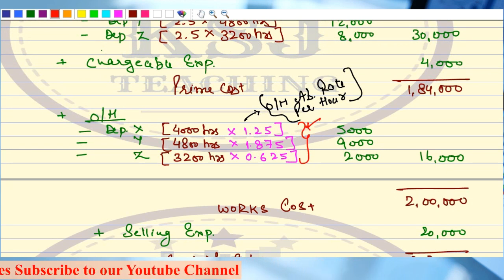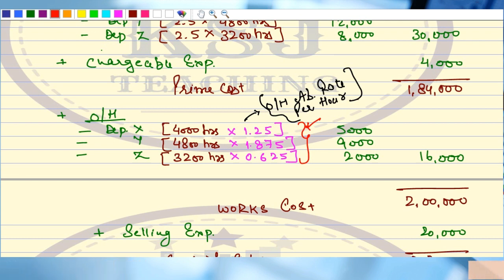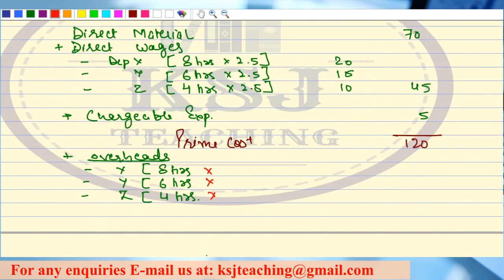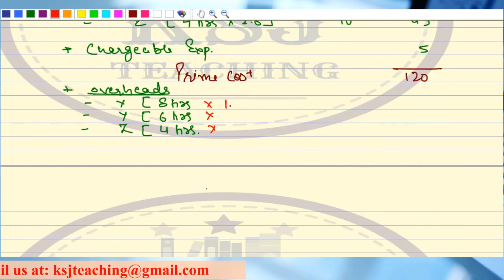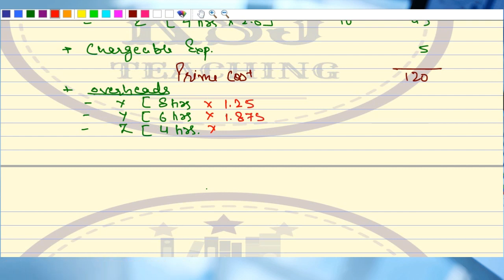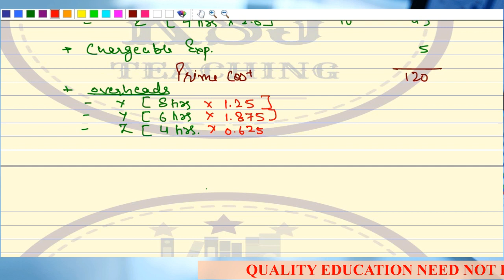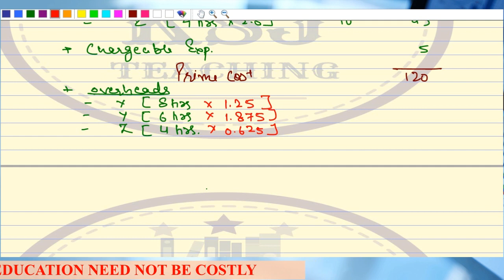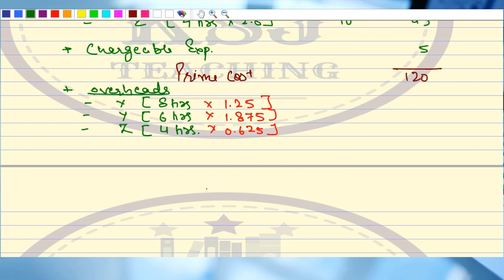This is the overhead absorption rate that we are going to use to calculate the actual amount of overheads absorbed, right? So that is 1.25. So what we are going to take is multiplied by 1.25, right? 1.875 for department Y and 0.625 for department Z. So this is why it is important to calculate the actual data, and we have used that data to calculate the amount of overheads.